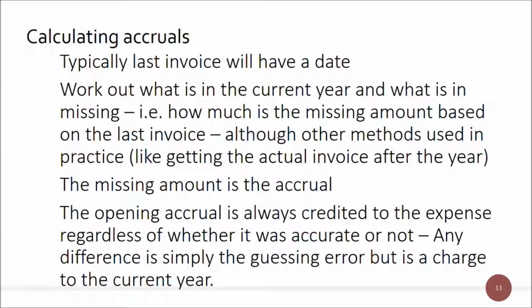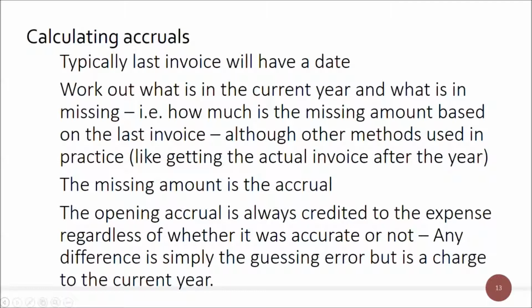Now, both with the prepayments and the accruals, they might tell you that the prepayment or the accrual is a specific figure. If they do that and give you the actual amounts, then all well and good, just use those figures rather than trying to factor it up. But typically I think you're going to be given an invoice and you're going to have to factor up and work out what either the prepayment or the accrual is going to be.